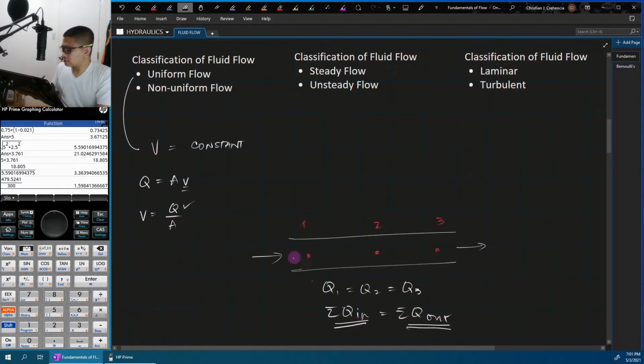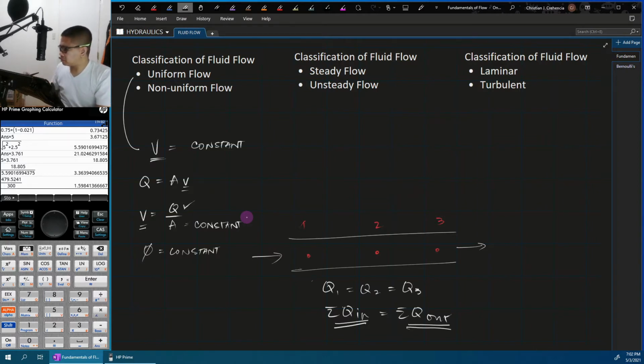So in this case, alam natin na yung Q1 is equal to Q2 and same discharge at Q3. So paano magiging uniform yung flow? Dapat they have the same velocity. If the discharge Q is constant, then area should also be constant. So if this is a pipe, dapat yung diameter should be constant, if this is a circular pipe. Basically, yung A, yung cross-sectional area, should be constant for us to say that the flow is uniform.